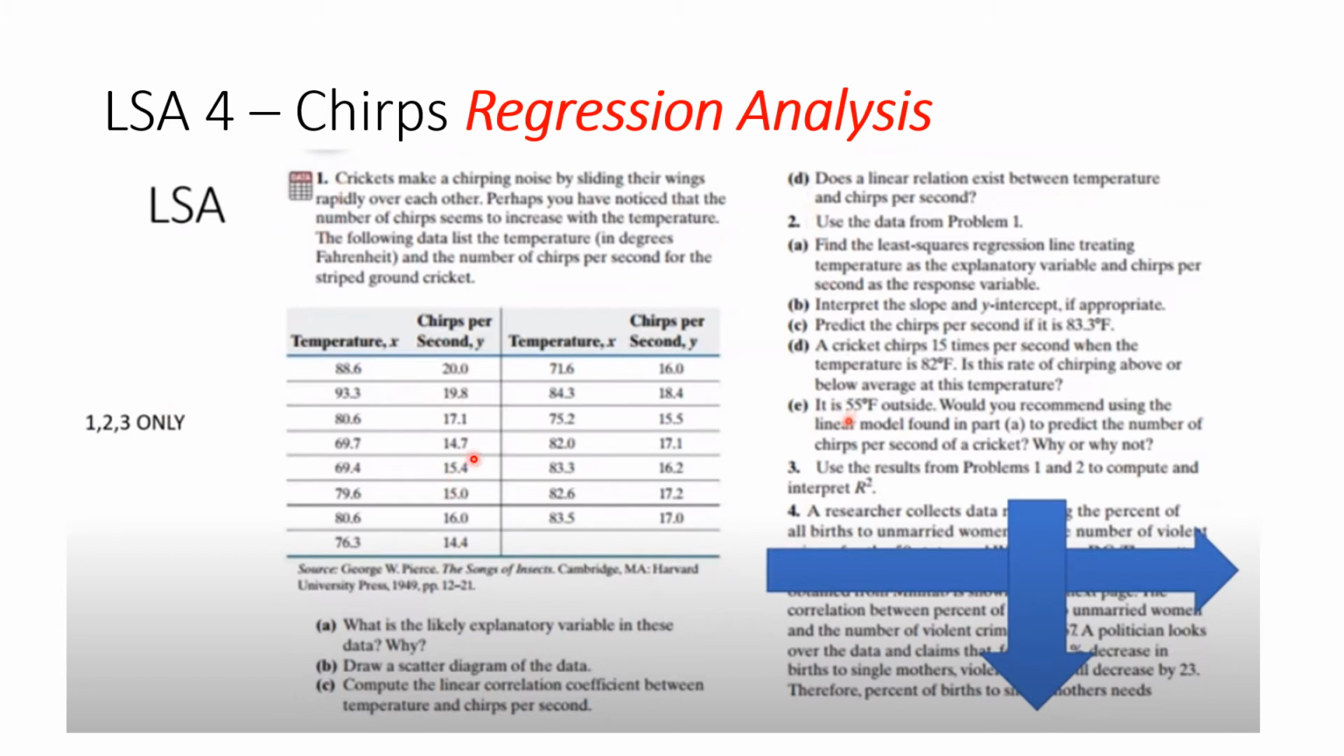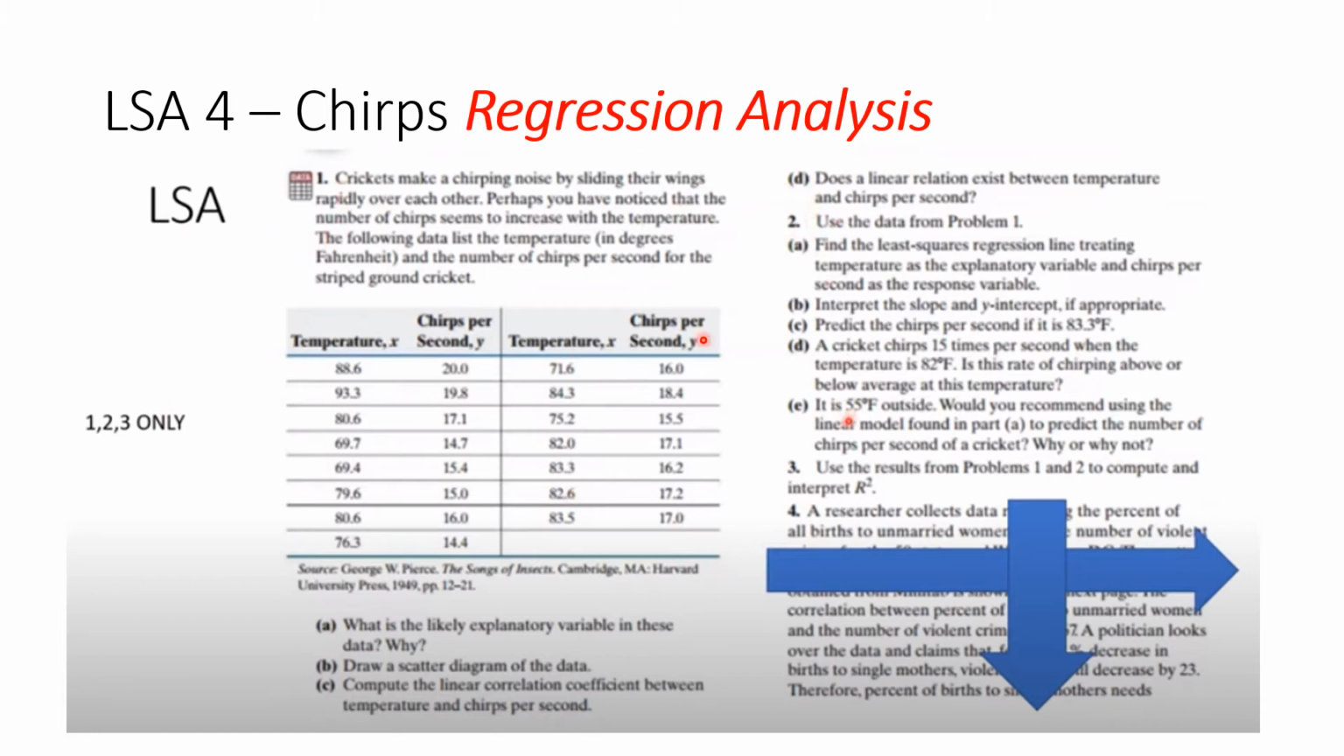So here's some data. Someone actually studied this, as you can see in the Harvard University Press. This was a published paper, and it looks like it was a 9-page paper. So I ask you questions about what is the likely explanatory variable and why. I ask you to draw a scatter plot, compute the linear correlation coefficient between temperature and chirps per second, and, D, does a linear relationship exist between temperature and chirps per second?